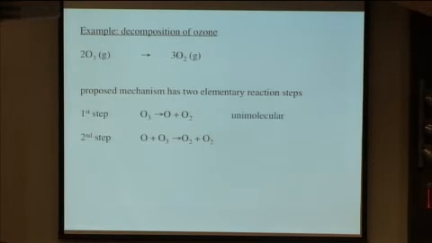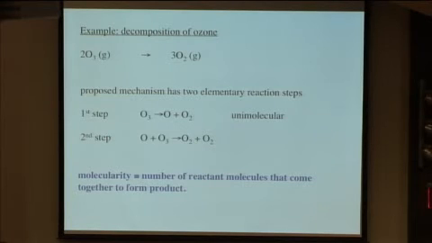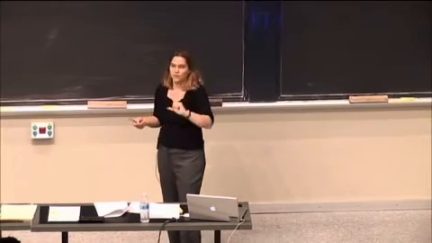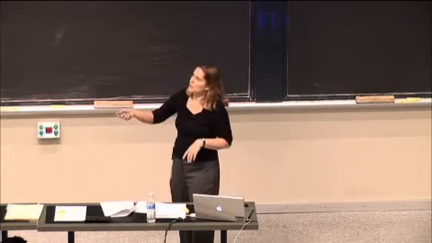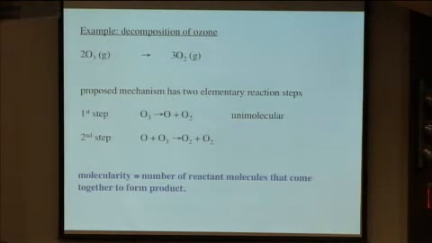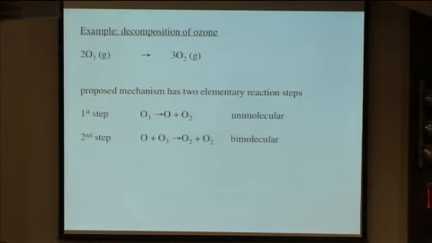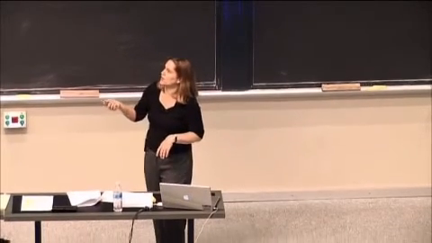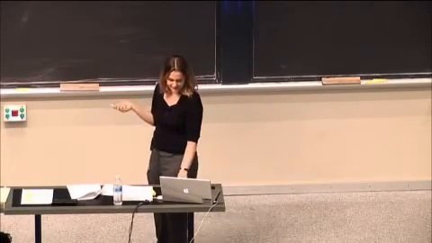So the first step here is a unimolecular step. You have one thing going to two things, and molecularity is the number of reactant molecules that come together to form product. So unimolecular, you just have one thing that's forming some kind of product. What do you think it's called if you have two things forming a product? Bimolecular. These are good little 1 or 2 point questions on a test. They're not very, very hard.